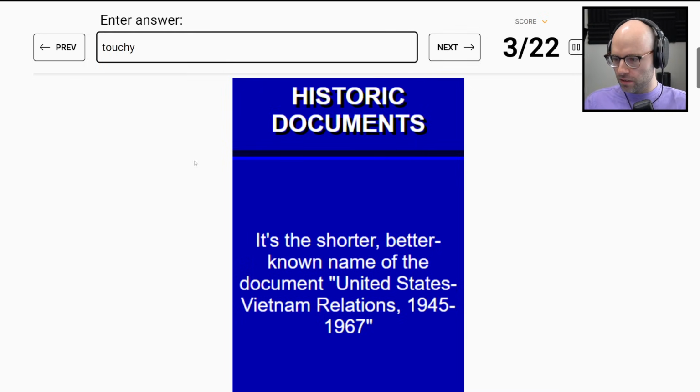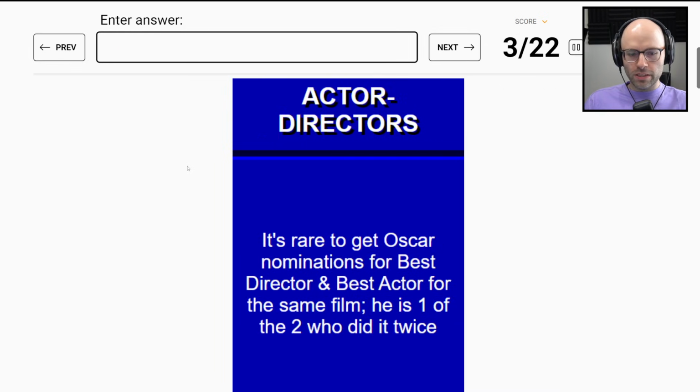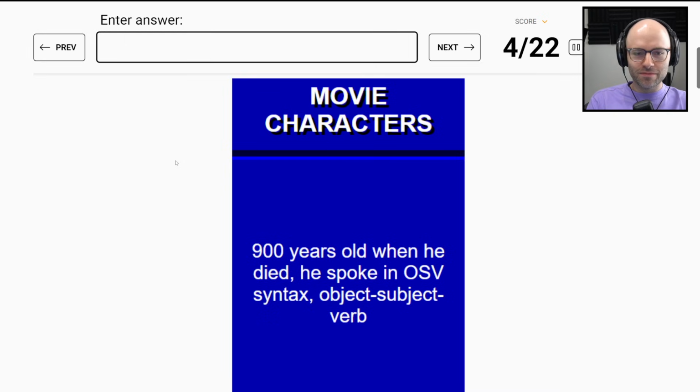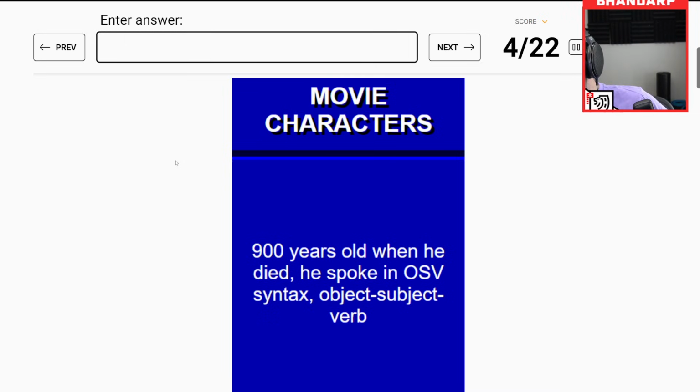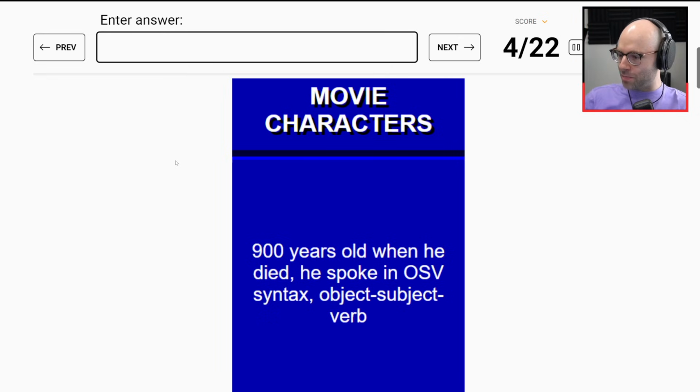Touchy. It's rare to get Oscar nominations for Best Director and Best Actor for the same film. He is one of two who did it twice. It must be Clint Eastwood. Oh! Me, when I finally make it onto Jeopardy, and the final Jeopardy question isn't about Dutch royals, but it's about movies.